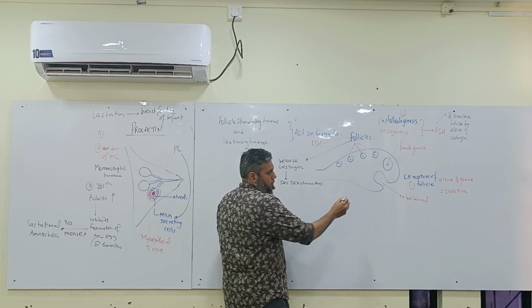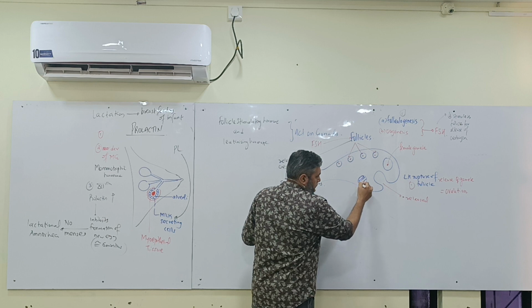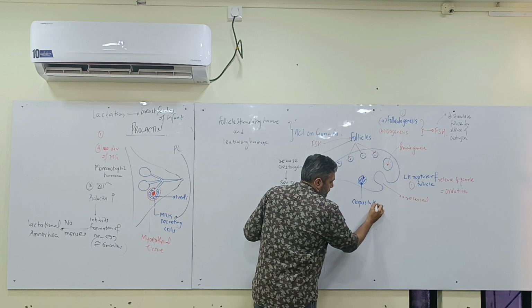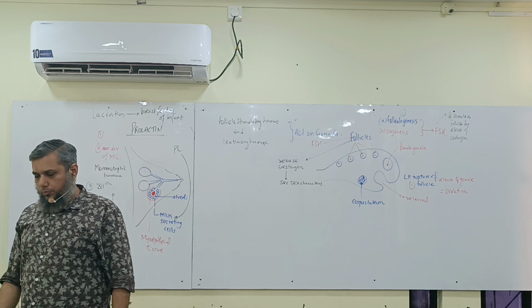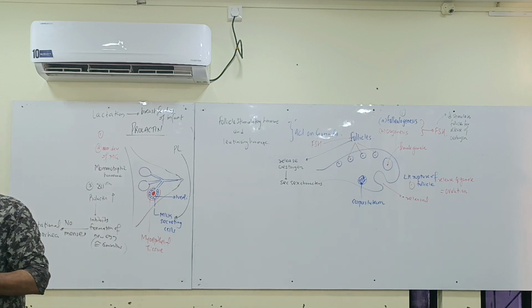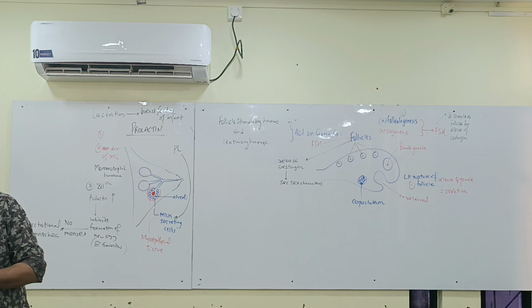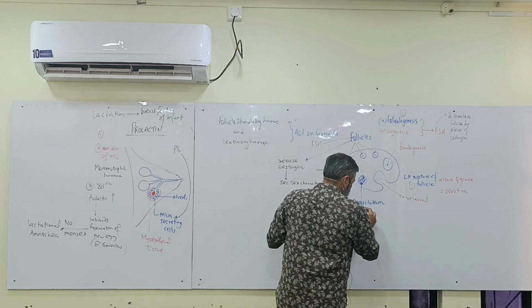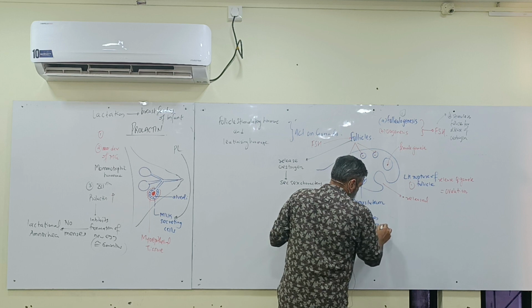Then this follicle changes into a structure called corpus luteum. What's the name of the structure? Corpus luteum. Corpus means body. Luteum, yellow in color. Lutein, yellow colored pigment. So the name of the body is what? Corpus luteum. Okay, and corpus luteum secretes a hormone called progesterone.